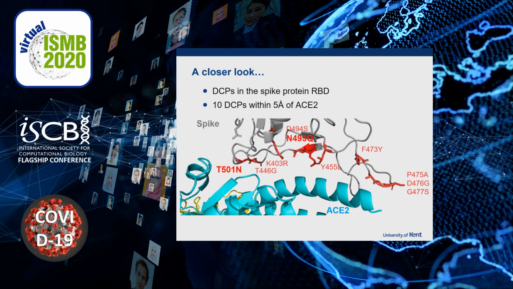And in bold, we can see residues T501N and N493Q, which have been shown to be pivotal to the interaction between ACE2 and the spike protein in other research. So these differences at the receptor binding interface could be responsible for the altered transmission of SARS-CoV and SARS-CoV-2.